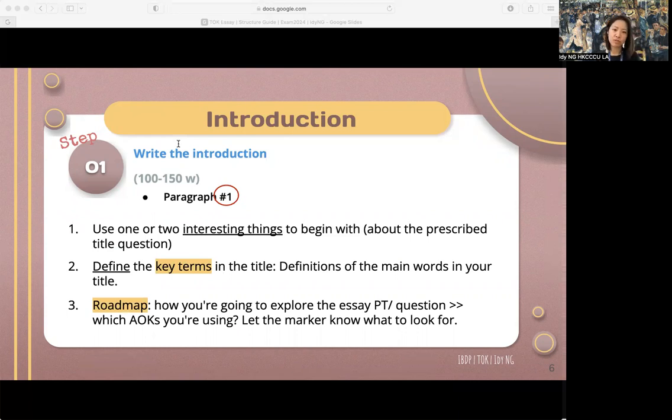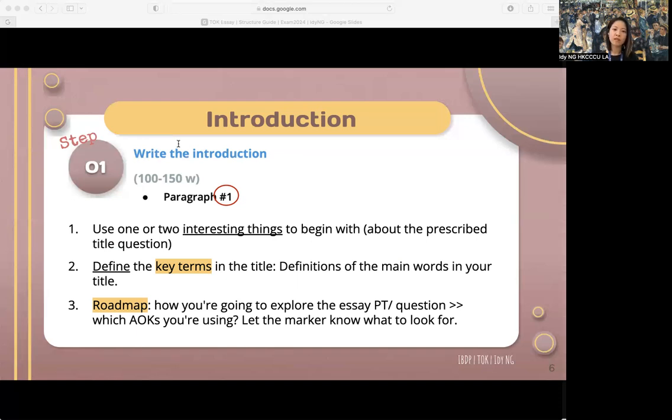Second, define 1 or 2 of the key terms in the title. We call it analyzing the title. Get definitions for all of the main words in your title. You don't need to include all of them in your essay because you don't have a lot of word count, but it's useful to see how different people think about the words. Sometimes these definitions can also give you some hints for your claims, counterclaims, or evidence.